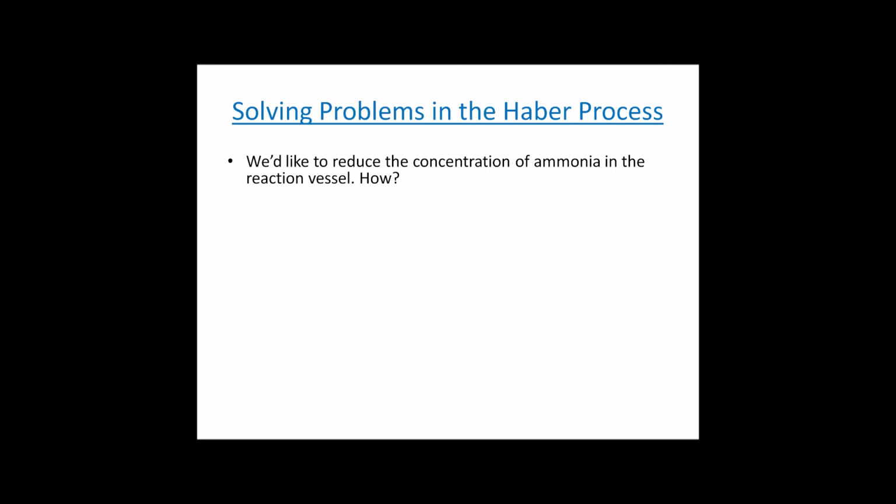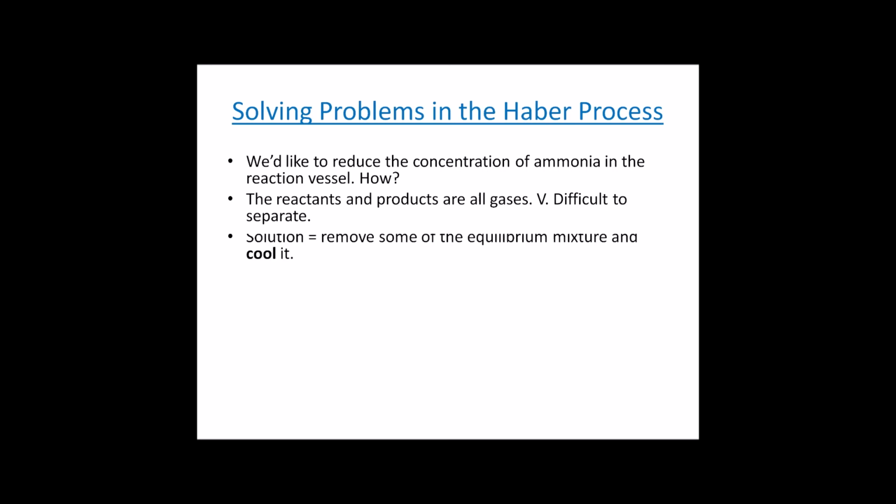The question is how? The reactants and the products are all gases, so nitrogen gas, hydrogen gas, ammonia gas. That means they're very, very difficult to separate. You imagine air around us is a mixture of gases. If I asked you to separate the oxygen away from the nitrogen, you'd find it impossible to do without certainly some specialist equipment. And the specialist equipment really is cooling it.